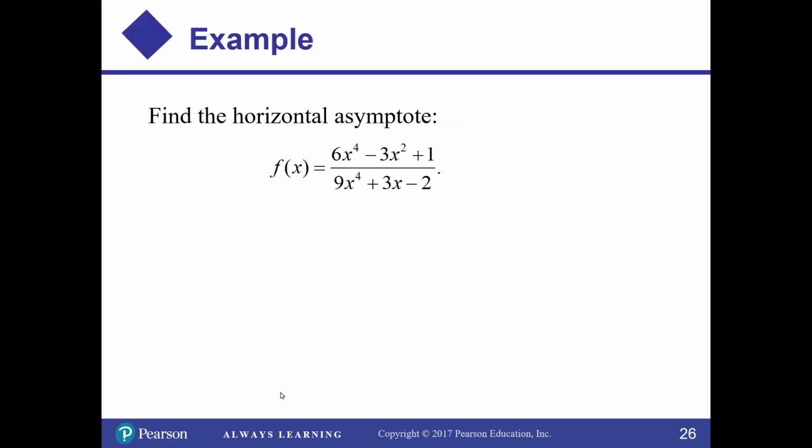For an example, we want to see if we can find the horizontal asymptote of this function. Like I said, what you can do is just take your leading terms. As x goes towards infinity, my leading terms take over. If I simplify my leading terms, I'm just going to end up with 2 over 3. So my horizontal asymptote is y equals 2 over 3.